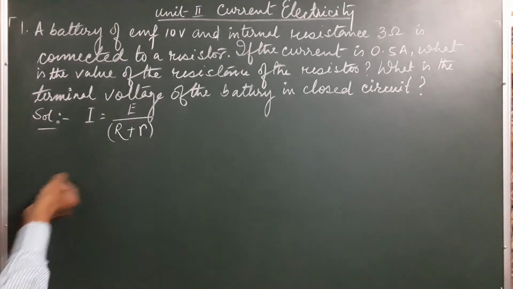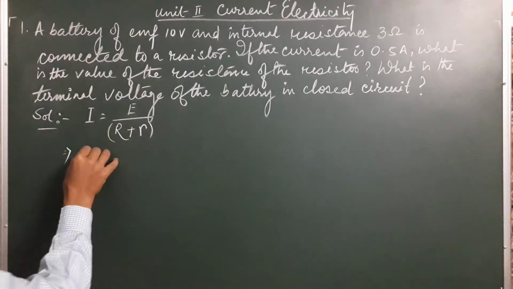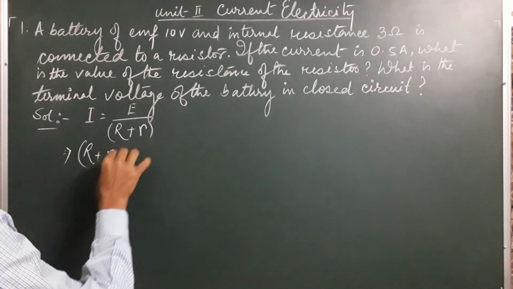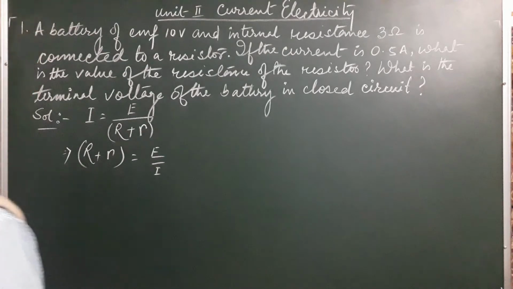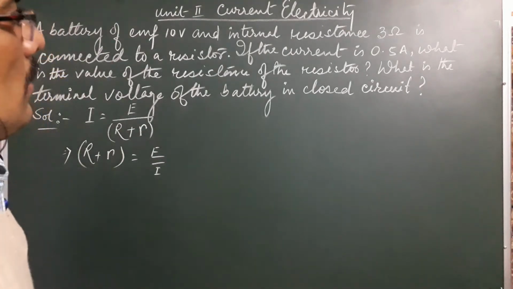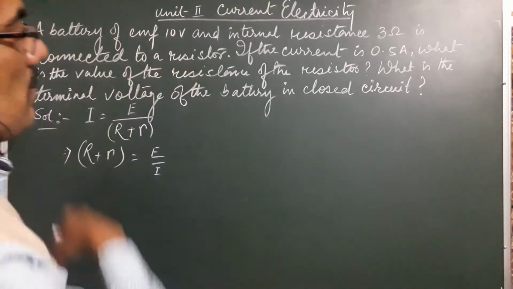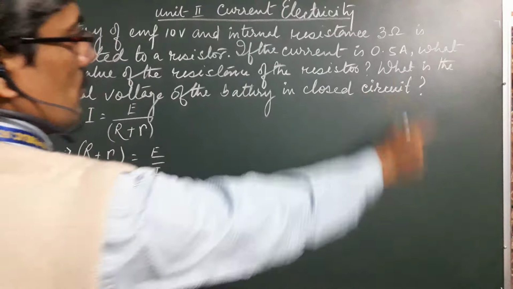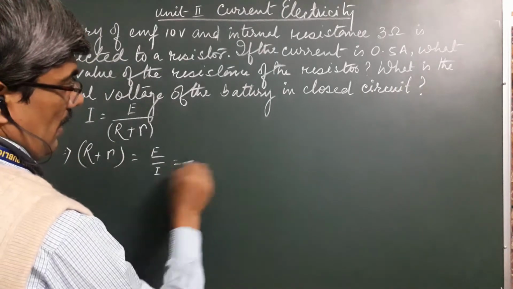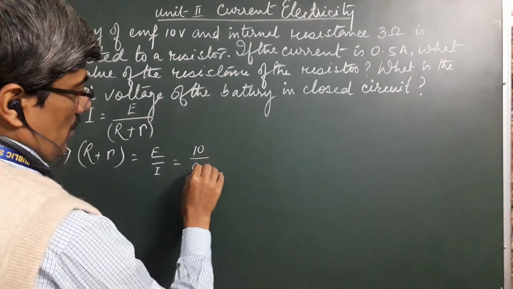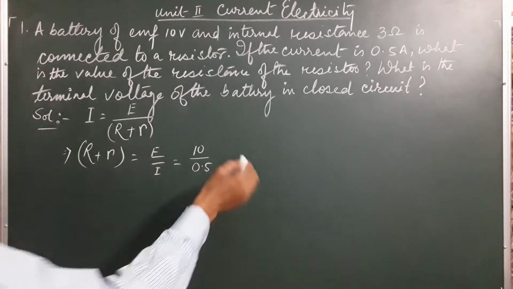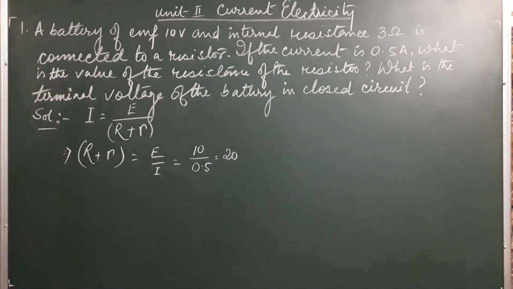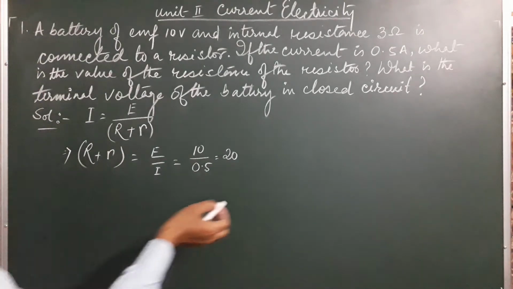This could also be written as R plus r is equal to E divided by I. Now, the EMF of the cell has been given as 10 volts and the current is 0.5. So, if you put these values, that comes out to be 10 divided by 0.5. That is the total resistance in the circuit, external and internal together. If you solve this, that comes out to be 20. Clear?